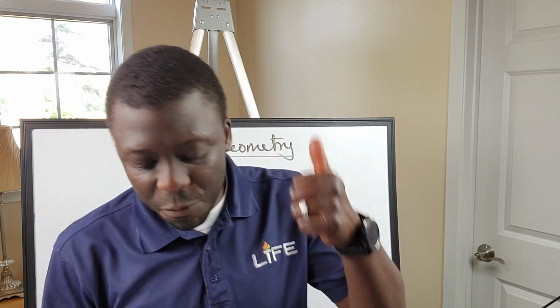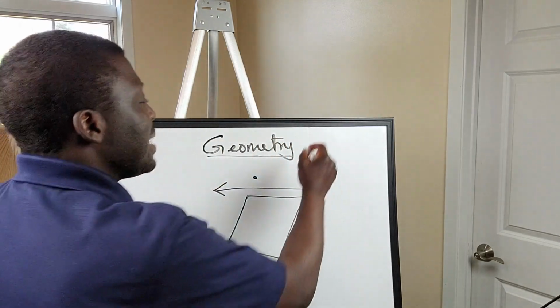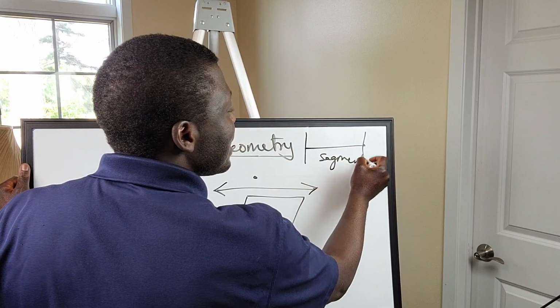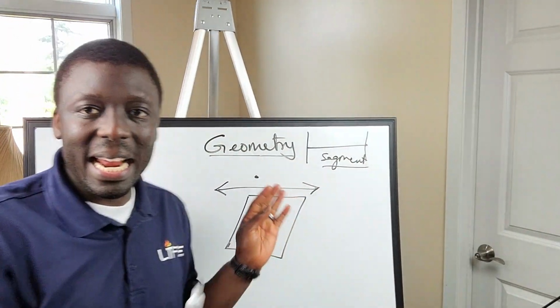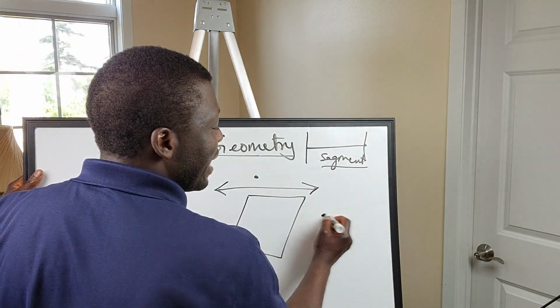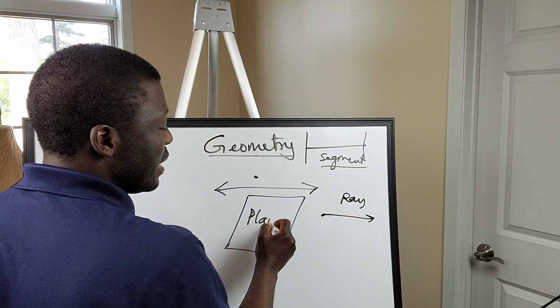So we have points, we have lines, we have a few other things that I want to mention before we do the overview. There's a line segment, but notice that with a line segment, it has a beginning and an end, right? So that's a line segment. And then there's something called a ray. A ray has one endpoint. So this is a plane, right?